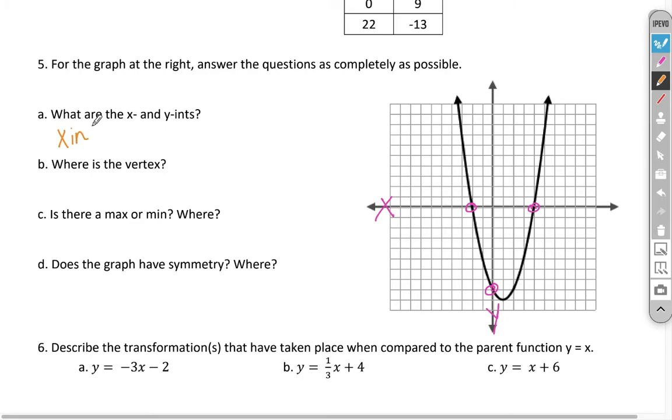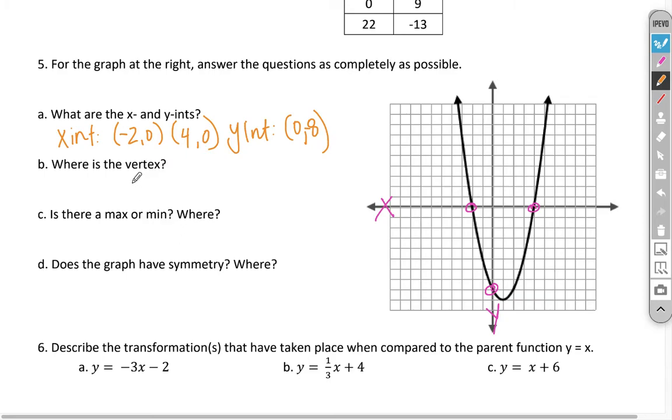So our x-intercepts, and we write these as ordered pairs, are going to be (-2, 0) and (4, 0). Remember, x-intercepts have a y value of 0. Then our y-intercept is all the way down here, and it has an x value of 0, don't forget. So our ordered pair here is (0, -8).